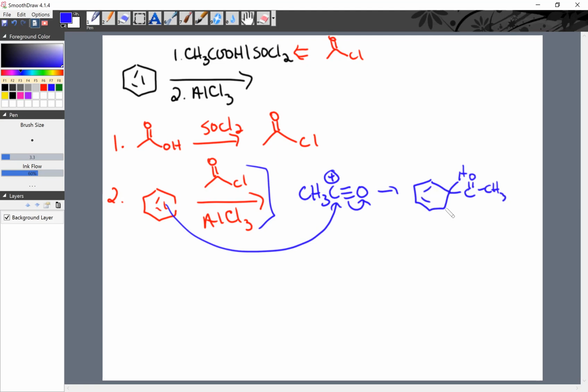And then we have to come and rip off the proton. Okay. Now, who am I going to use to rip off? In this case, I'm just going to put the Cl minus. Wait a second, you can't reform a strong acid. Okay, somebody will come along and kick that off. And I have introduced a carbonyl group onto my benzene.